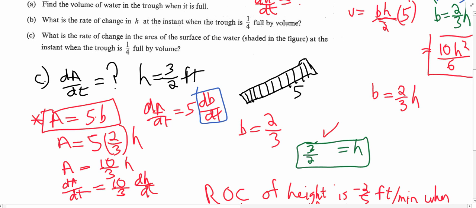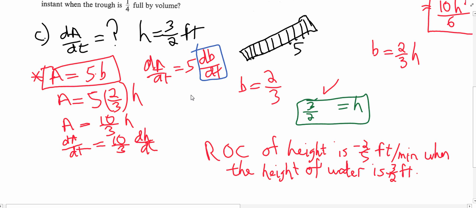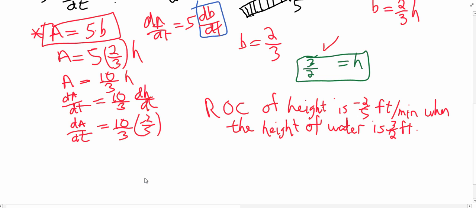And since we found dh dt in the previous problem, and it was -2/5 if I recall, so dA dt is just simply going to be 10/3 times -2/5, and now what were our units here? We have this 10/3, which is in feet, and then we had -2/5 feet per minute. So looks like our units is going to be square feet per minute.